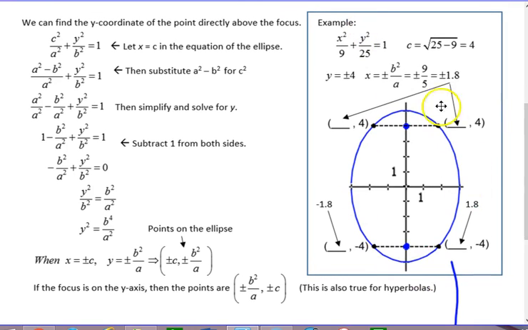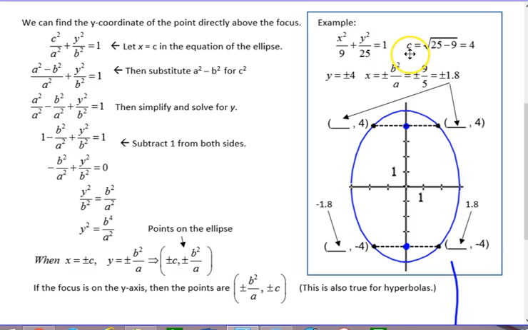This is the ellipse x squared over 9 plus y squared over 25 equals 1. We go out plus or minus 3 in the x direction because of the 9, and we go up plus or minus 5 in the y direction because of the 25. The focus goes on the y-axis because it is the longer axis. That's always the criteria for an ellipse.